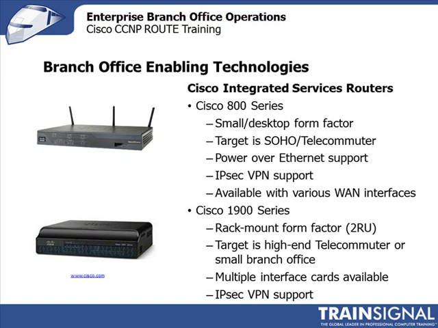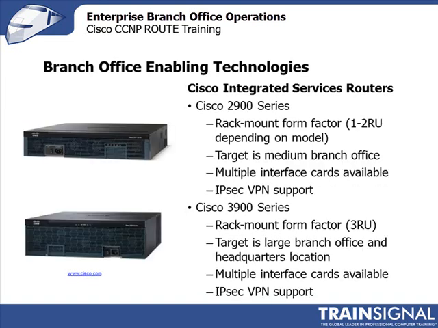The 1900 series, rack mount form factor, typically 2 rack units. It's more of a high-end telecommuter if there are some heavy needs, or the small branch office. There are multiple interface cards available, and IPsec VPN support, very, very important. The 2900 series, again, rack mounted. It can be 1 or 2 RUs depending on the model, because there's, for instance, the 2901, the 2911, the 2921, and the 2951, all with different capabilities, slots, and services provided. It's usually going to be used in more of the medium branch office. Again, multiple interface cards, IPsec VPN support. In many of these devices, you can actually put switch modules in one of the service module slots to be able to actually do everything in one device.